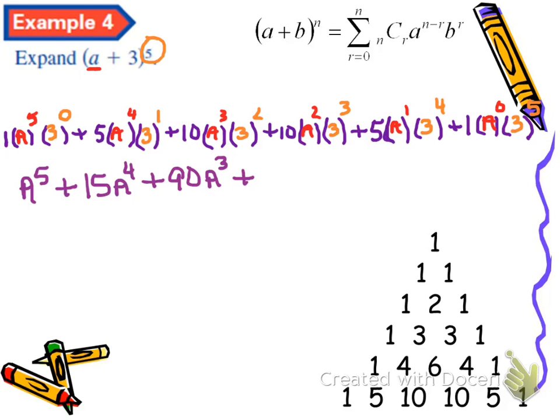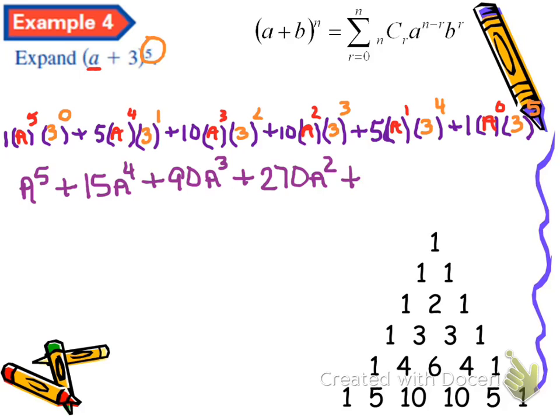3 to the 3rd power is 27, so 10 times the 27, we would have 270 a to the 2nd power. Plus, go to the next term. We have 5 times a to the 1st power times 3 to the 4th power. The 3 to the 4th power would equal 81. Then you want to take 5 times the 81.